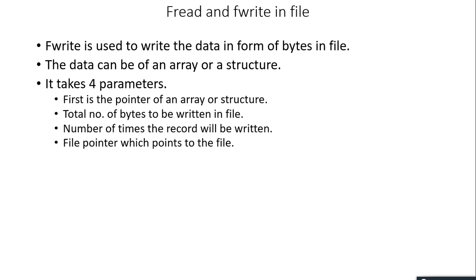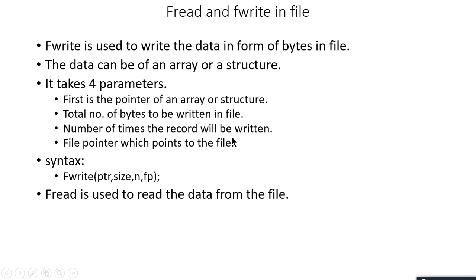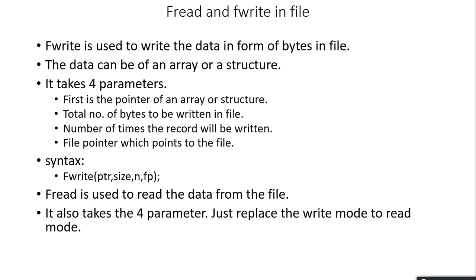First is the pointer of an array or structure, that is the name of the array or structure. Then the size in bytes you want to store: 2 bytes per integer, 4 bytes per float, and based on the structures as well. Then the number of times you want to write the record, 1 time, 2 times, 3 times, and then definitely the file pointer. So this is the way you can use the fwrite function, and fread is used to read the data from the files. Similar to the above, it also takes 4 parameters.